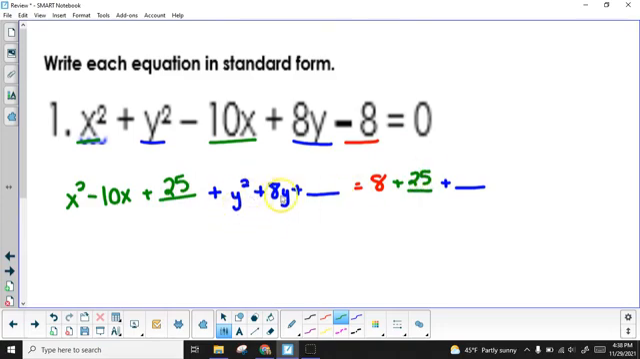We'll complete the square for our y terms. Half of our y term, that's 8. Half of that is 4. 4 squared is 16. So if we added 16 on the left, then we have to add 16 on the right.